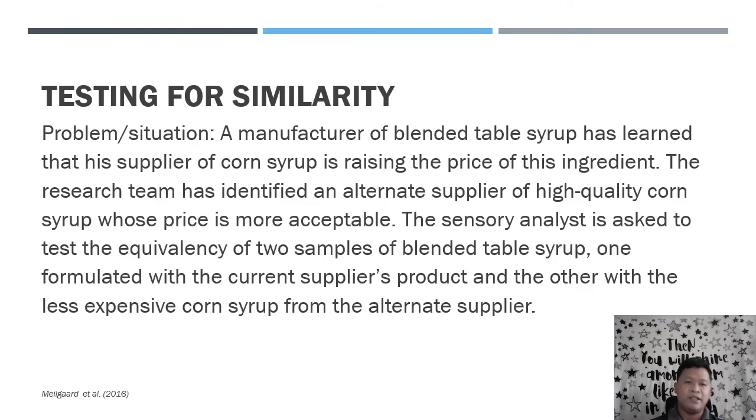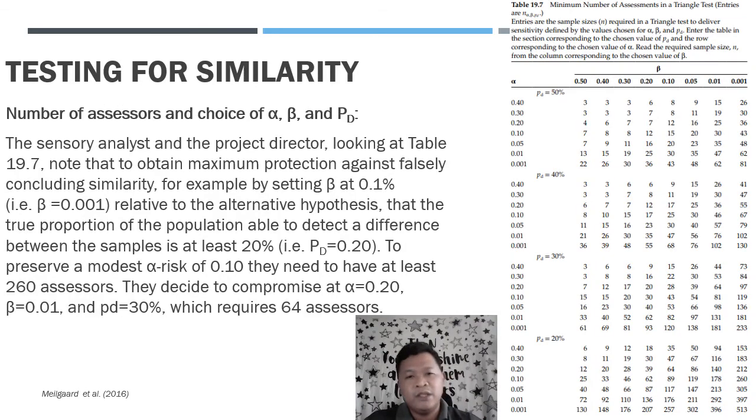Right now we're looking at situations wherein we are testing for similarity. Again, in cases like this, the favorable outcome would be for the null hypothesis to be accepted. Therefore, you would want to minimize your errors accordingly. Okay, so earlier you've seen the alpha, beta, and PD in the previous table that I've shown. So this is how they would use it in a practical setting.